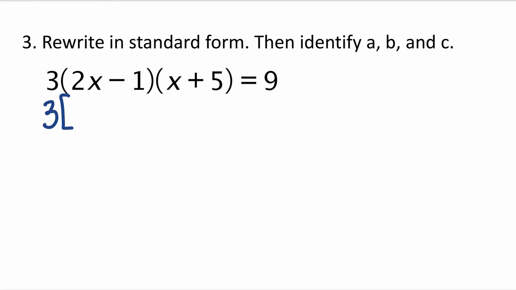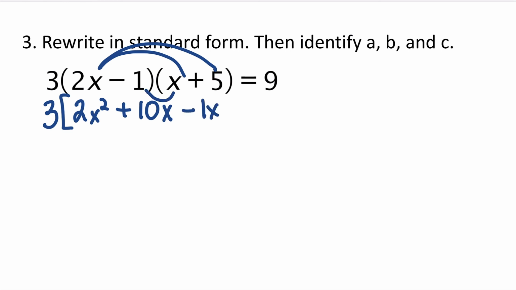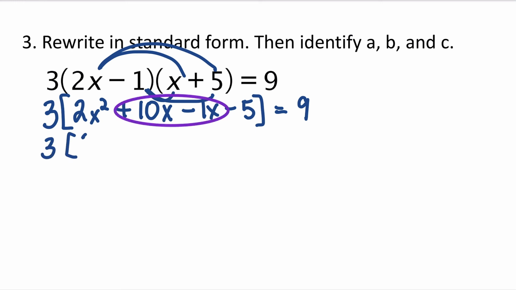Let's start by multiplying 2x minus 1 times x plus 5. 2x times x will give me 2x squared. 2x times 5 will give us plus 10x. Negative 1 times x will give us negative 1x. And negative 1 times 5 will give us negative 5. And that will be still equal to 9. Let's combine like terms inside the parentheses. So we'll have 3 times 2x squared plus 9x minus 5 equal to 9.